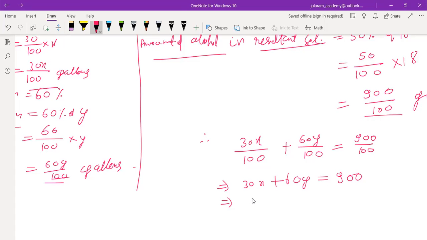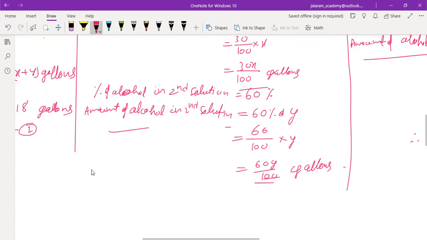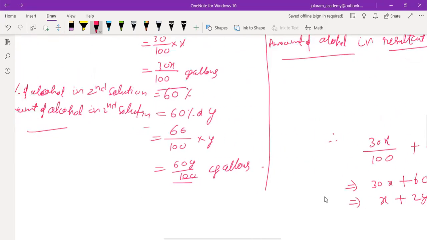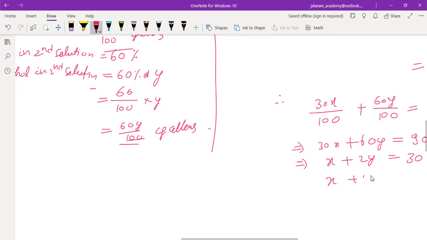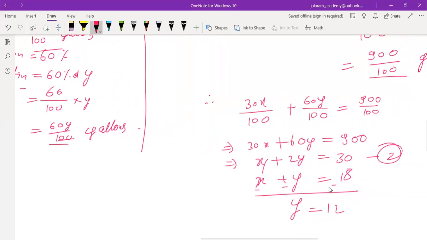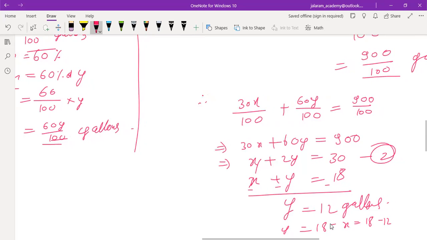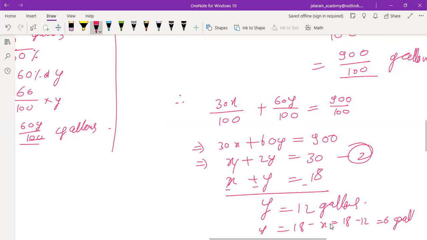Divide throughout by 30. So x plus 2y equals 30. This is equation number 2, and equation number 1 was x plus y equals 18. Subtracting equation 1 from equation 2, x will be cancelled out. 2y minus y equals 12 gallons, so y equals 12. And x equals 18 minus y from the first equation.